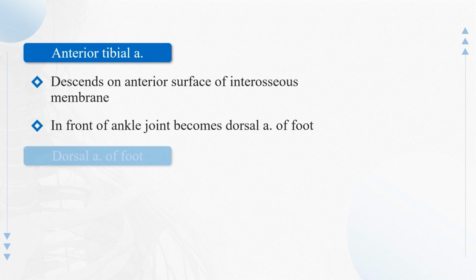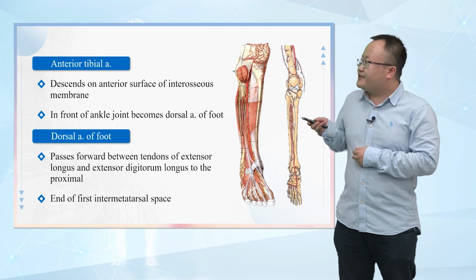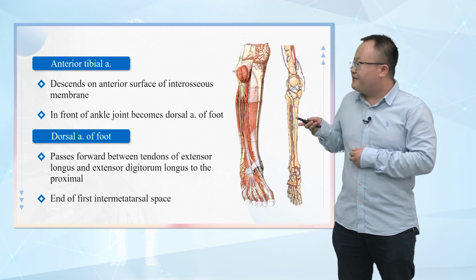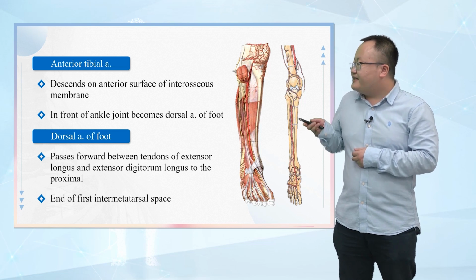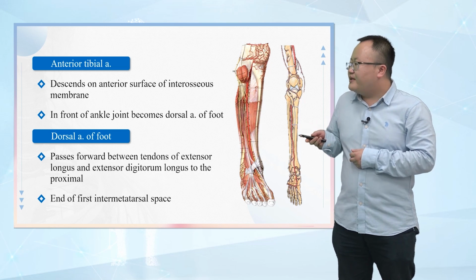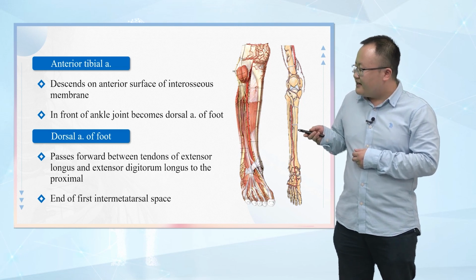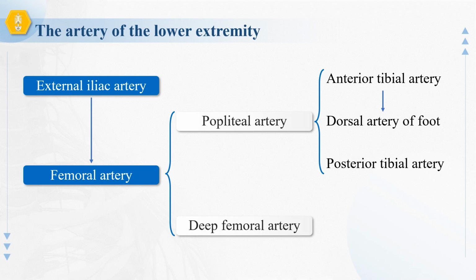The anterior tibial artery descends on the anterior surface of the interosseous membrane and, in front of the ankle joint, becomes the dorsal artery of the foot. The dorsal artery of the foot passes forward between the tendons of extensor hallucis longus and extensor digitorum longus to the proximal end and extends to the end of the first intermetatarsal space.